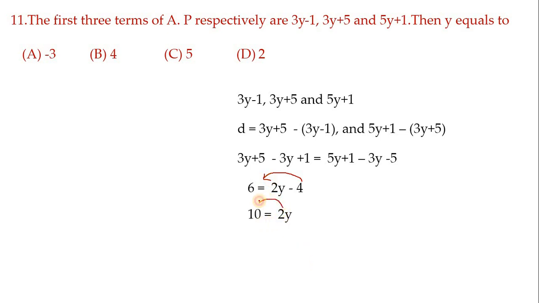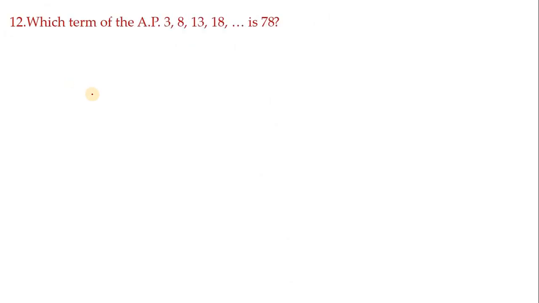Now 2 transfer this side, it becomes denominator. Now simplify this, 2 5s are 10. Therefore y equals to 5. So correct option is C. So these kind of problems are very important, children. Next, let us move on to another problem.